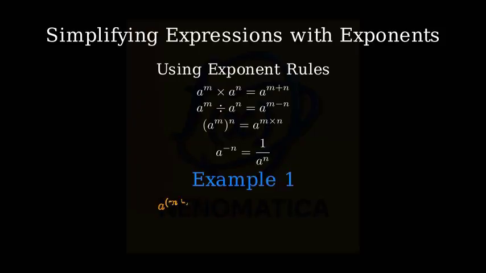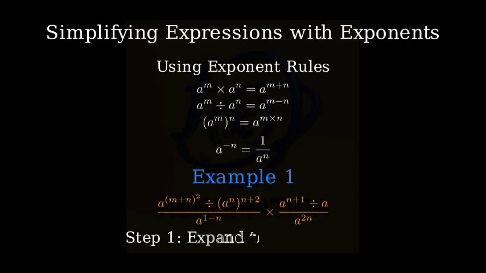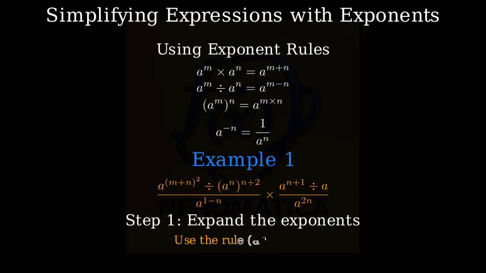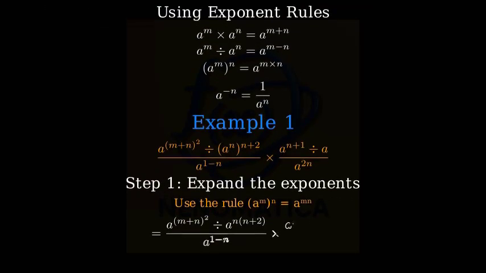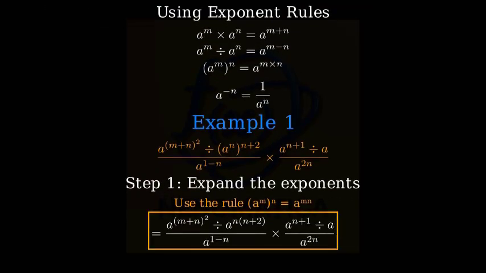Now, let's work through our first example. We need to simplify this expression. Let's start by expanding the exponents in the expression. First, let's focus on this term, a raised to the power of m plus n squared. This equals a raised to the power of m plus n quantity squared.